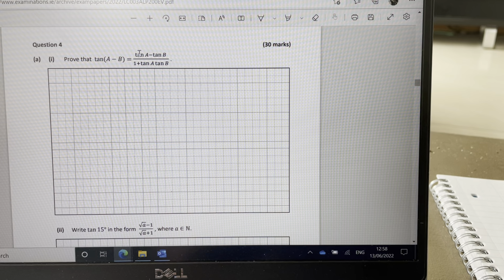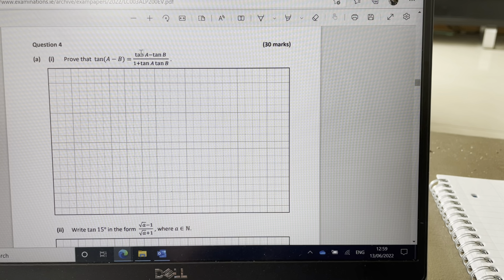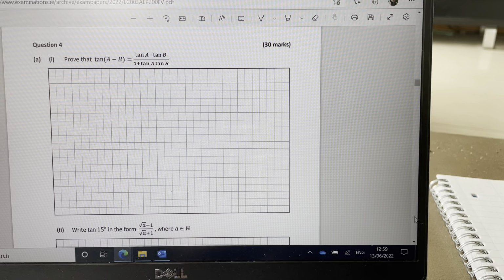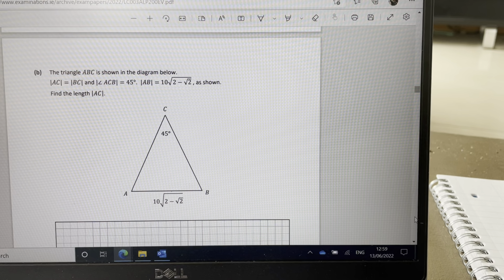So tan of 45 would be 1. Tan of 30 is what? 1 over root 3. So you'll get your surds popping out in that. There are probably other angles that you could take as well.